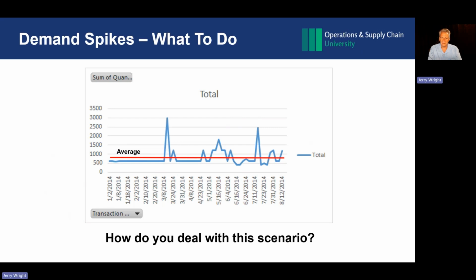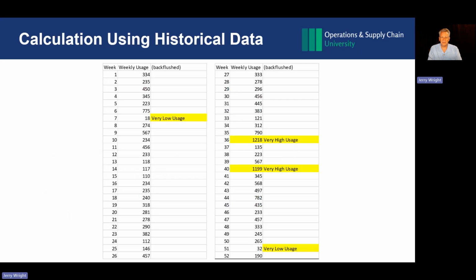So again, demand management, talking to your customers, is the only effective way to deal with spikes in demand, whether you run Kanban or you have material requirements planning in place. So calculation: let's say I want to calculate my Kanbans. I've got 52 weeks of usage. Now I have some very low usage and some very high usage. We'll decide if we want to include that or not.